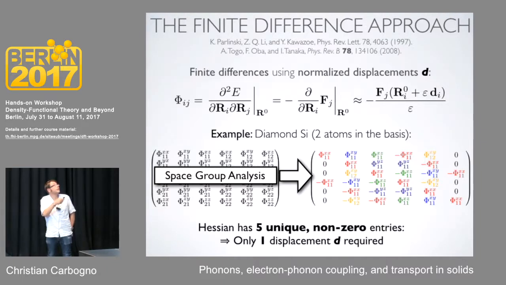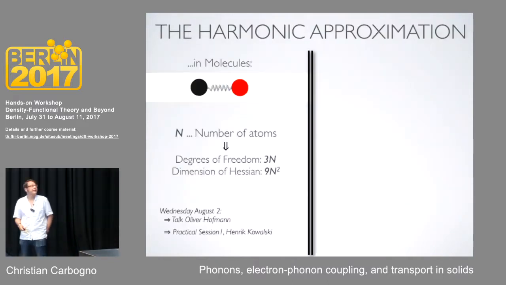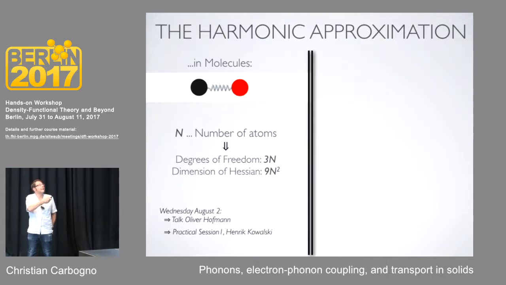As a matter of fact, you will learn to do that this afternoon during the exercise and the tutorial. This will be exactly the system you will be studying to learn how to do that with finite differences. Once you have that, you can just compute the vibrations, and this is conceptually very similar to what you have done in practical session 1 for molecules. You have n atoms, you have 3n degrees of freedom, and a Hessian that would scale with 9n^2.